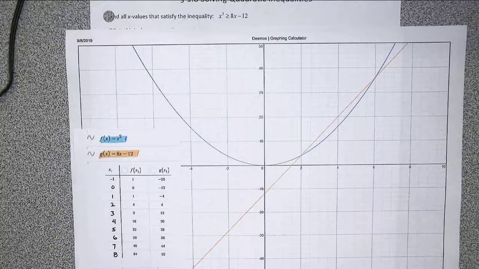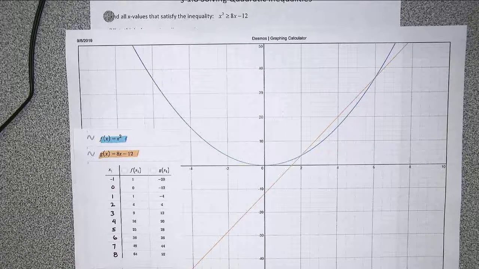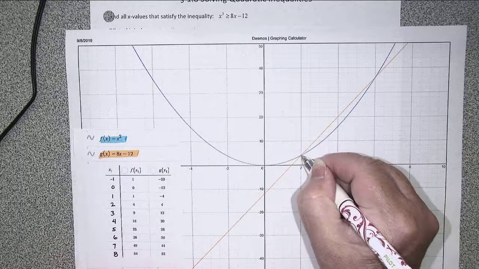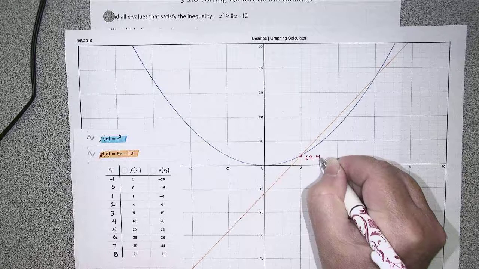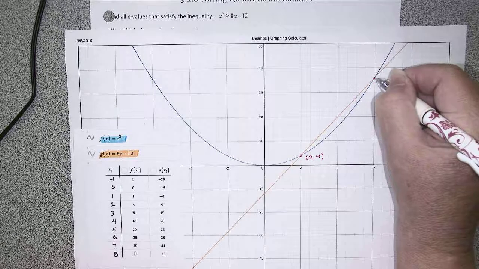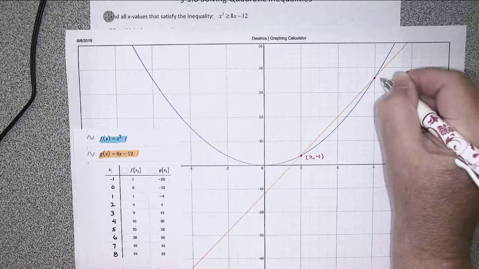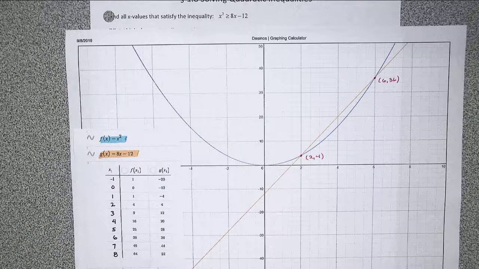When we were solving equations, we had noticed that the intersection points actually gave us the solution to the equations. In this case, we can see here there's an intersection point at (2, 4). And there's another point up here at (6, 36). If I were actually on the computer, I could, of course, just click on the graphs, and Desmos would tell me those intersection points right away.